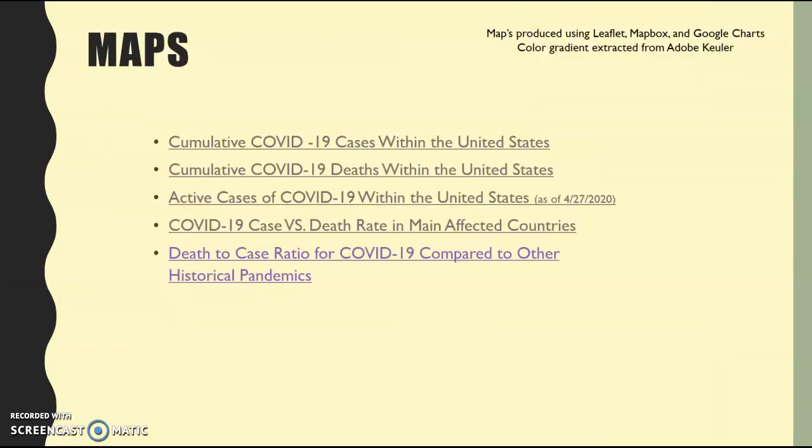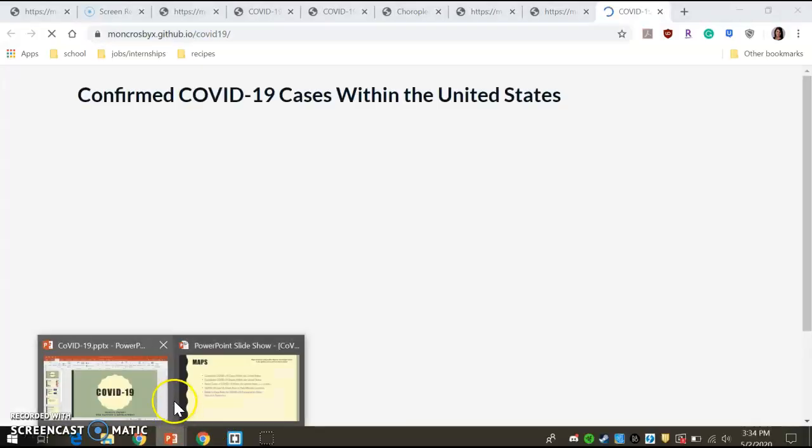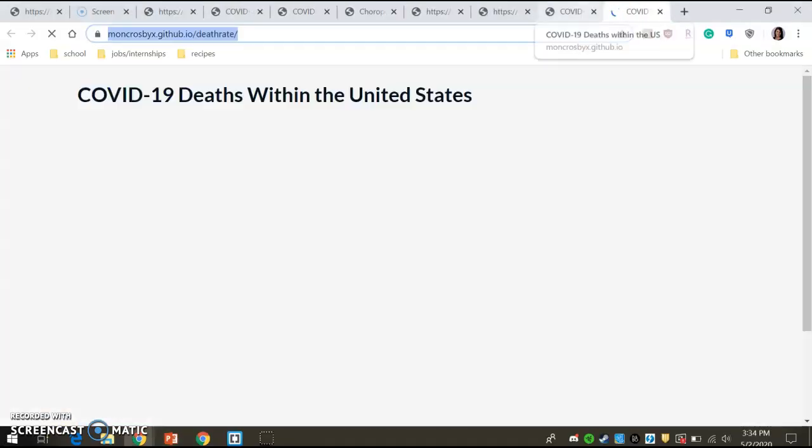So now I'm going to take you through my maps, and my three maps were produced using Leaflet and Mapbox, and then my two charts were produced using Google Charts. So the first map that I'm going to take you through is the cumulative total of cases. And this is also super interesting to look at in alignment with the cumulative deaths.